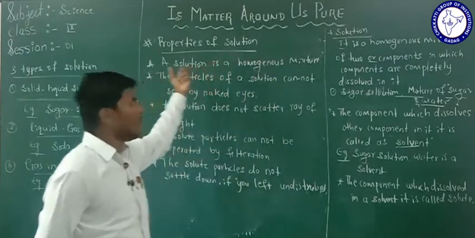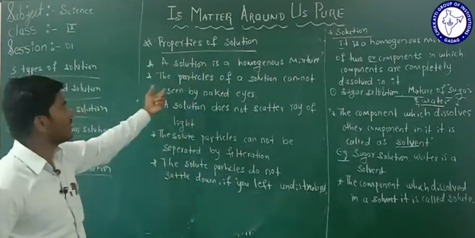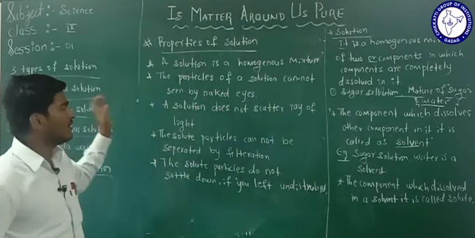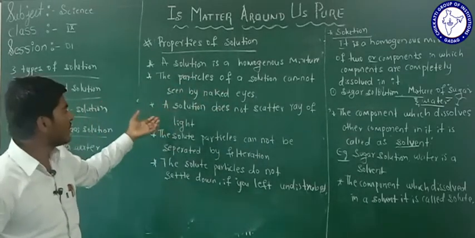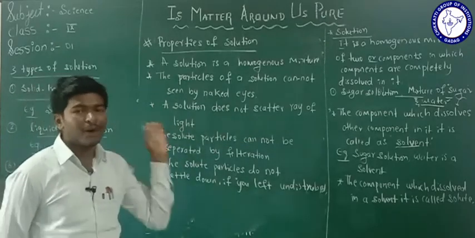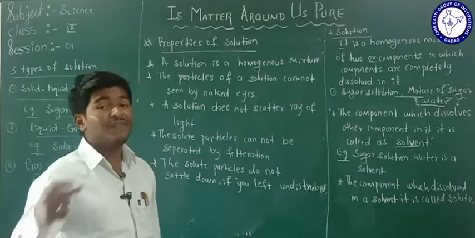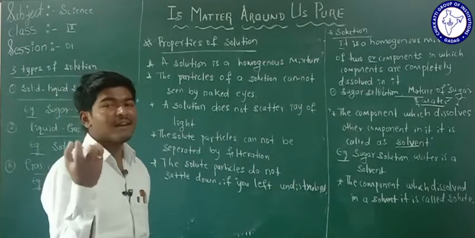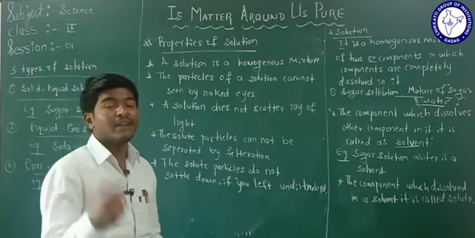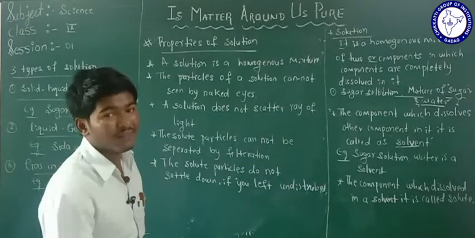The second property of the solution is that the particles of the solution cannot be seen by the naked eye. And the third property is that a solution does not scatter a ray of light. When you pass a ray of light through any solution, it does not scatter. If it is not a solution, and the particles are not completely dissolved in it, then you will see the scattering of the ray of light when you pass it through.